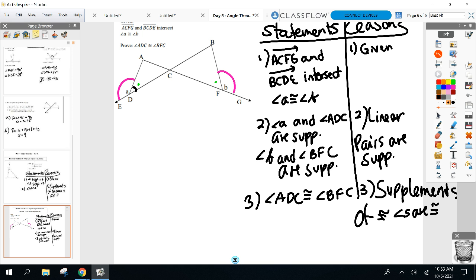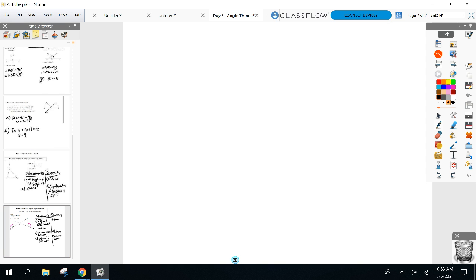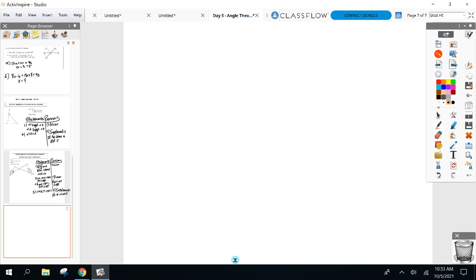So if you know you're going to use a supplementary fact, make sure you tell me the angles are supplementary, and then figure out if they're supplements of the same angle or to congruent angles. Okay? All right, so you're going to have plenty of time to practice here. We still got another about 15 minutes or so.